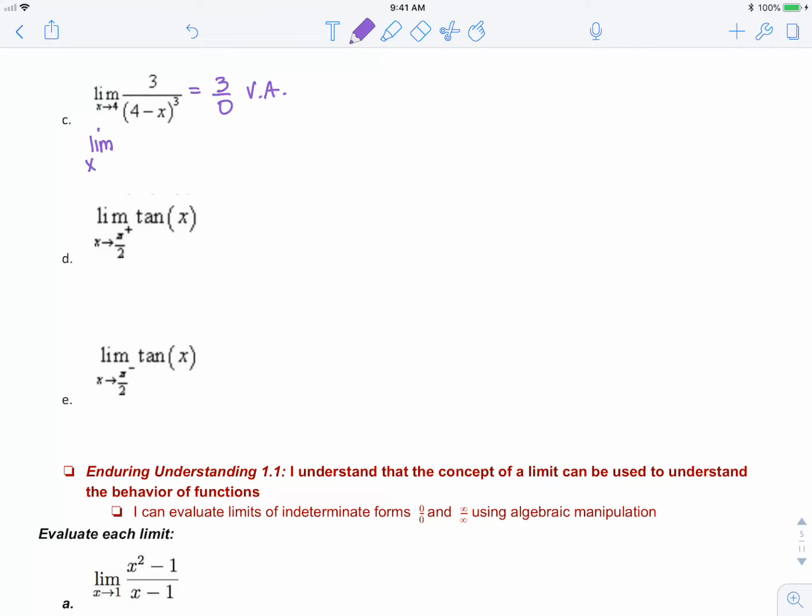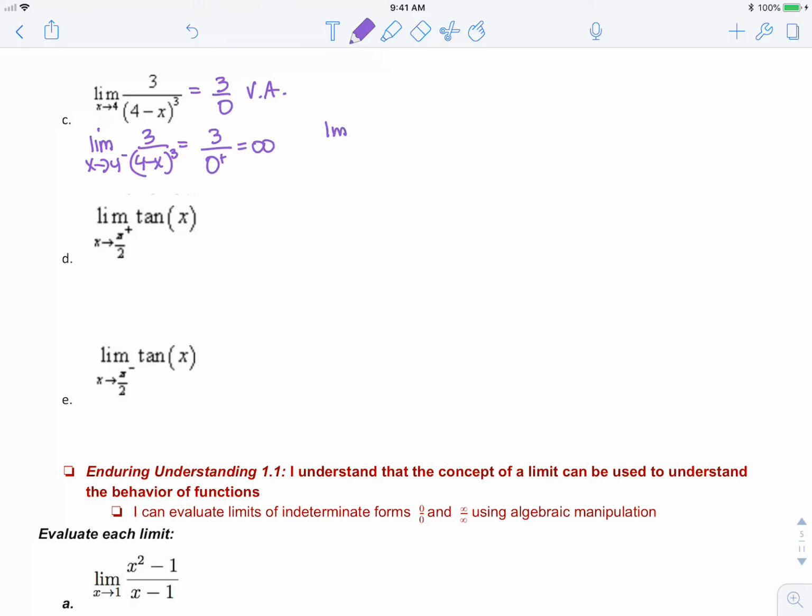The limit as x approaches 4 from the left of 3 over 4 minus x cubed is going to equal 3 over, now something to the left of 4 could be like 3.999, so that's going to be a very small positive number, which is positive infinity.